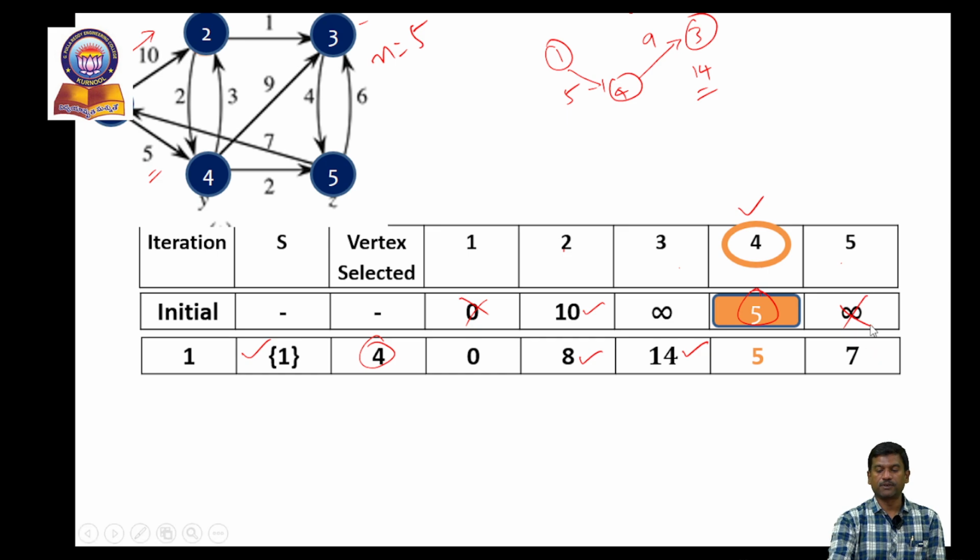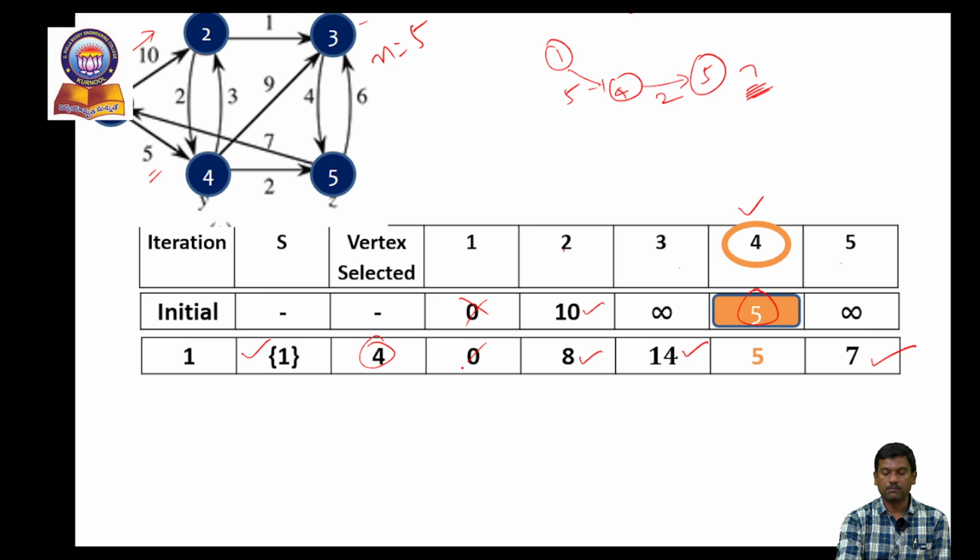And distance of 5. That is, from 1 through 4, can we reach 5? Yes, we can reach 5. And what is the edge cost from 4 to 5? The edge cost is equal to 2. So what is the total distance? 5 plus 2, that will be equal to 7. So check the previous value of the distance of 5. Previous value of the distance of 5 is equal to infinity. And what is the latest value that you have considered? That is 7. So 7 is minimum. So you have to take this minimum value, that is 7.